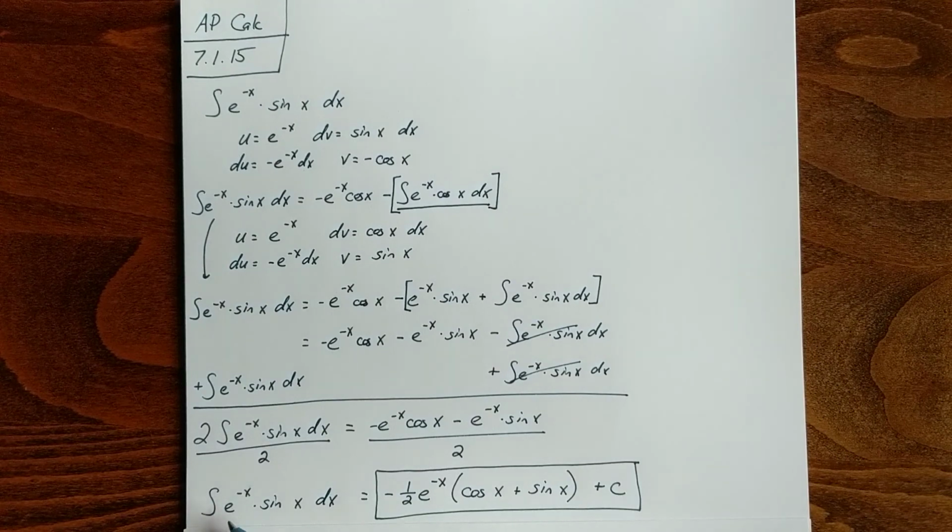The integral of e to the negative x sine of x dx is equal to, and there's a lot of different ways we could have done this right here, but we factored out the negative e to the negative x and the 1/2 from that 2 on the bottom, and came up with a negative 1/2 e to the negative x times the quantity of cosine of x plus sine of x. And of course, because we were evaluating an indefinite integral, we're going to add a C at the end of all that.